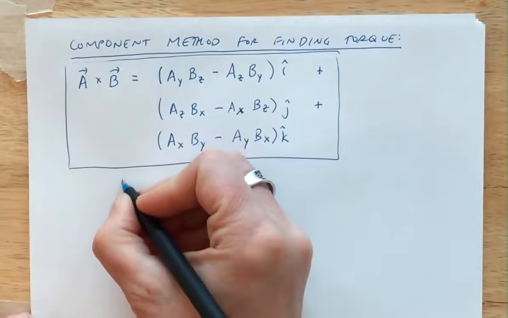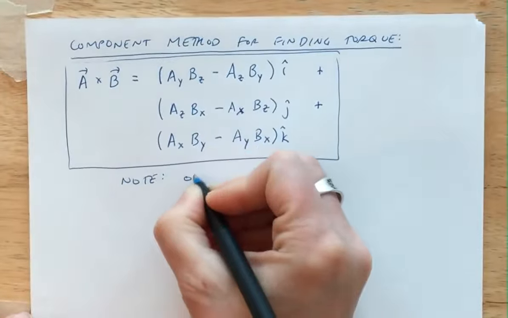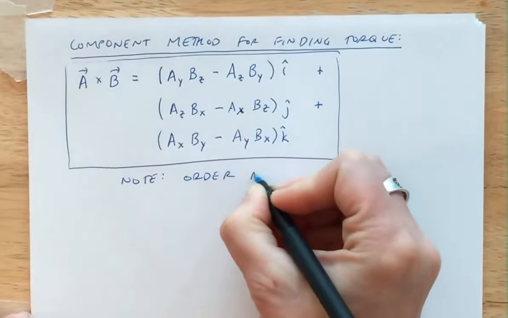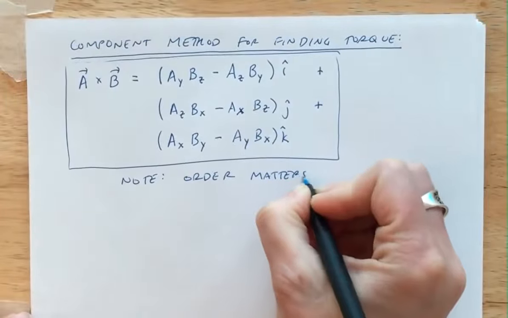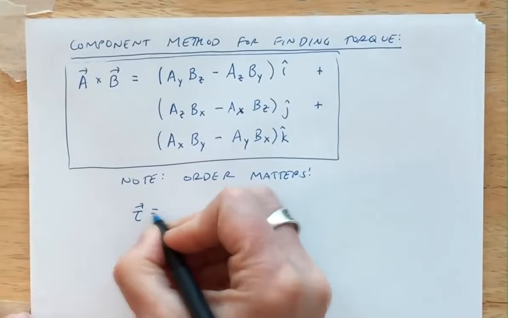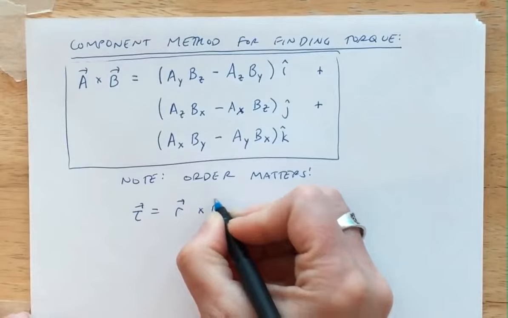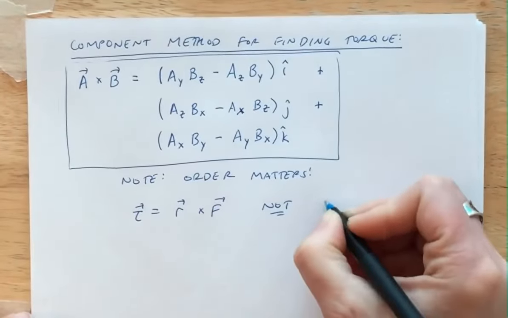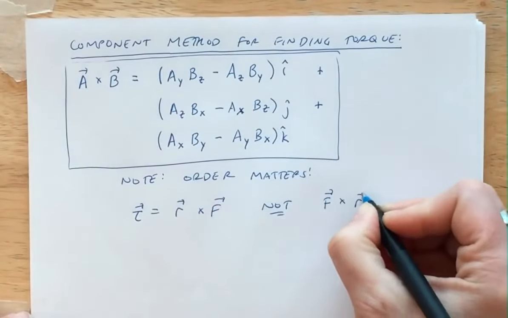So again, note that your order matters. And specifically, torque is going to be equal to R cross F. It's not equal to F cross R.